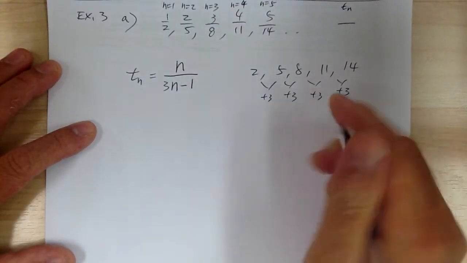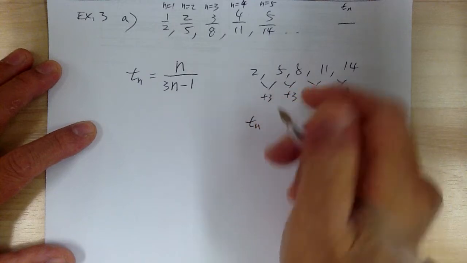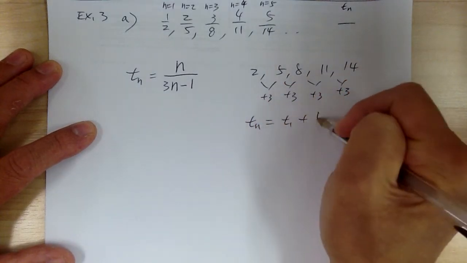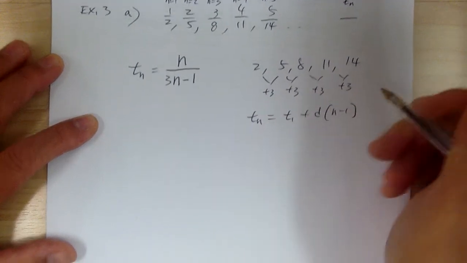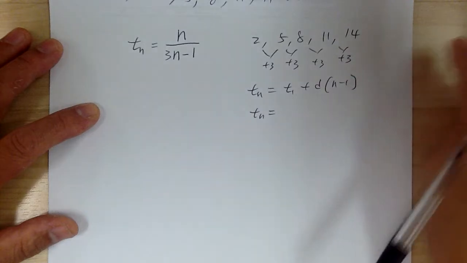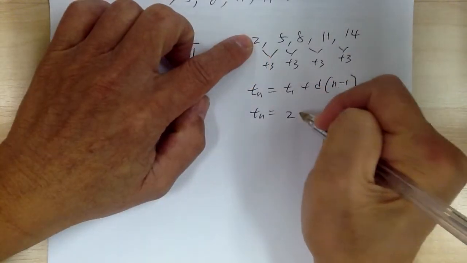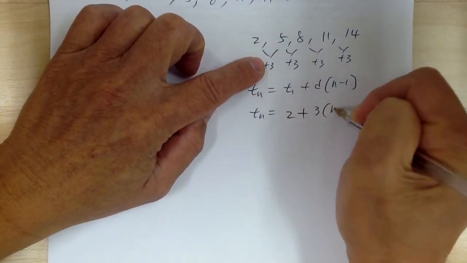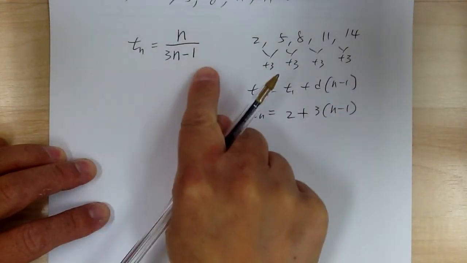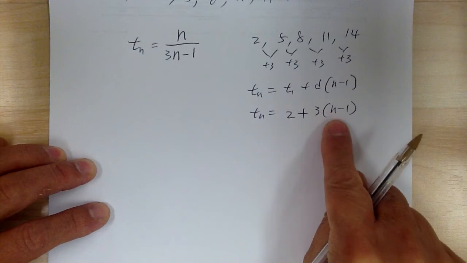So arithmetic on the bottom. So t of n, just for the bottom part, will be equal to t1 plus d times n minus 1. So t of n, again, looking for the formula. So n is any number of terms. So t1 is 2, common difference is 3, and n, you don't put any number in there, because remember you're looking for every single term, not just one particular term. So keep it as n.